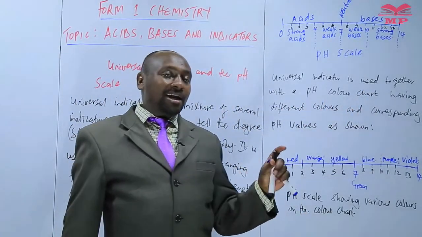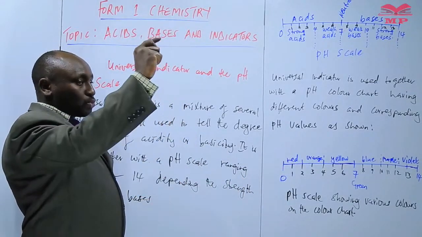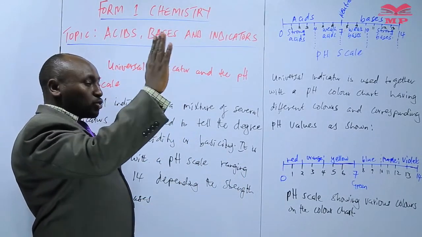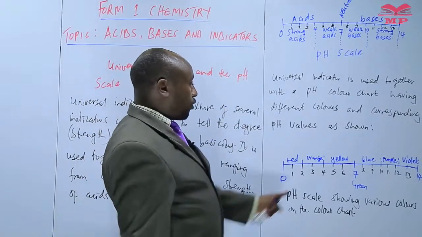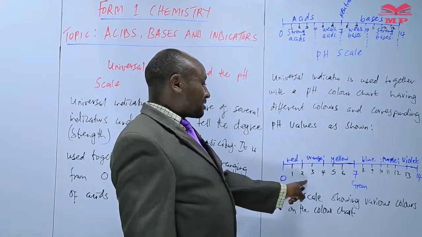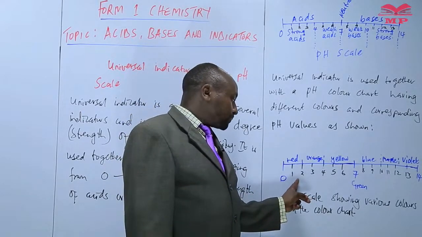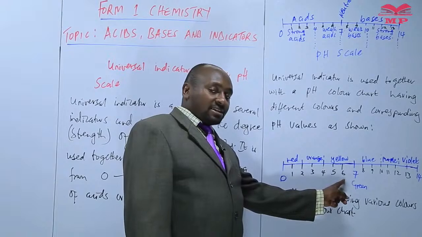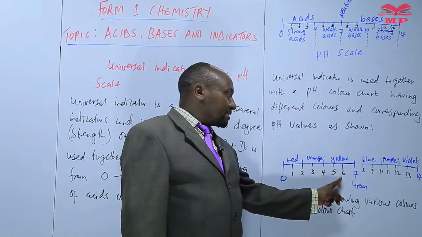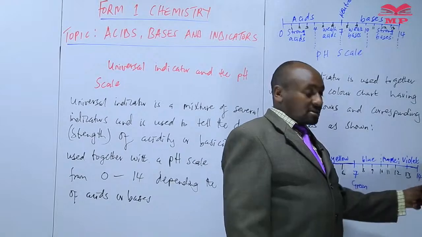Each indicator has a color chart that shows the pH values. 1 and 2 are red, 3 and 4 are orange, as shown there. So these colors indicate the value. The higher the pH value, the weaker the acid. And for bases, the higher the pH value, the stronger the base.